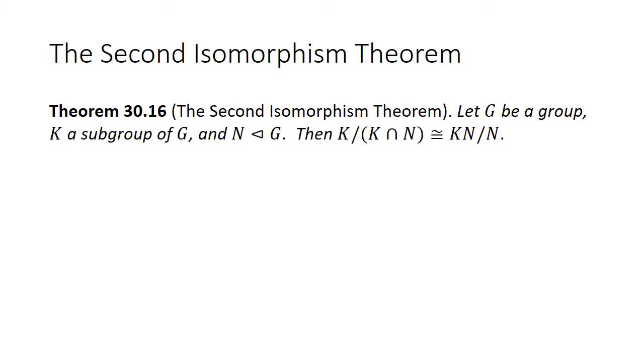So let G be a group, K a subgroup of G, and N a normal subgroup of G. So this means N is a normal subgroup of G. Then K mod K intersect N is isomorphic to Kn mod N. And that's it. So let's look at the proof of that.